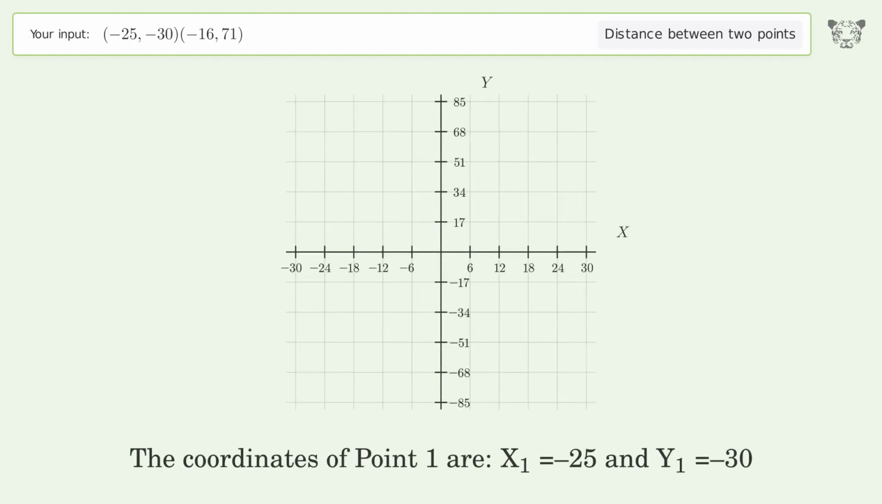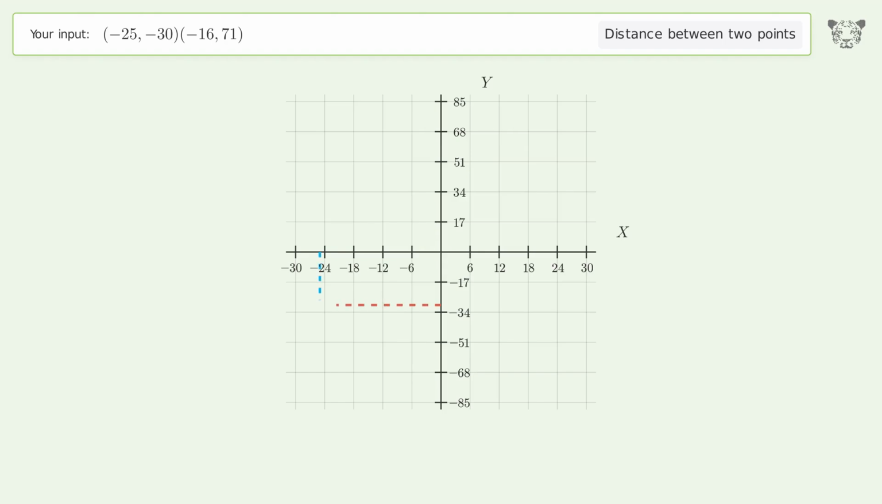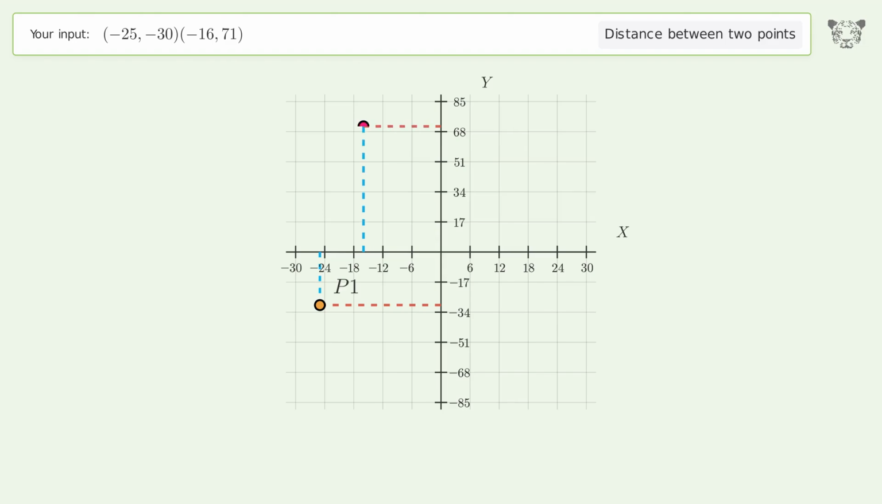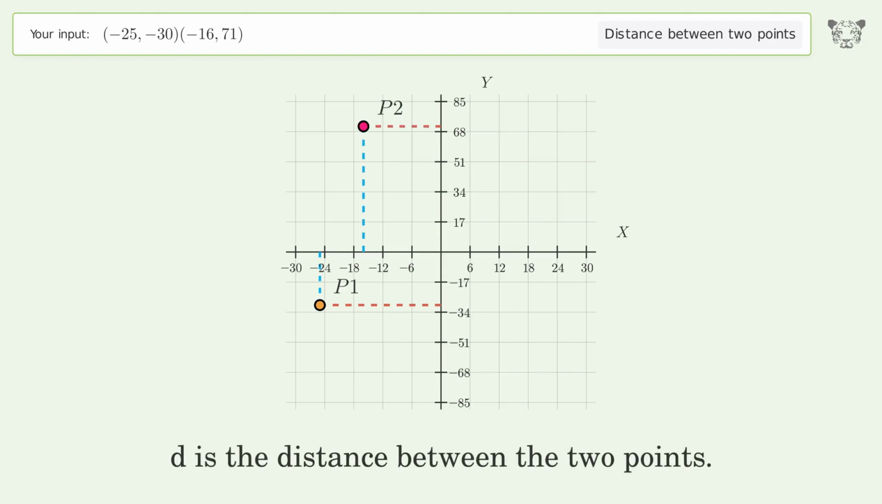The coordinates of point 1 are x1 equals -25 and y1 equals -30. The coordinates of point 2 are x2 equals -16 and y2 equals 71. D is the distance between the 2 points.